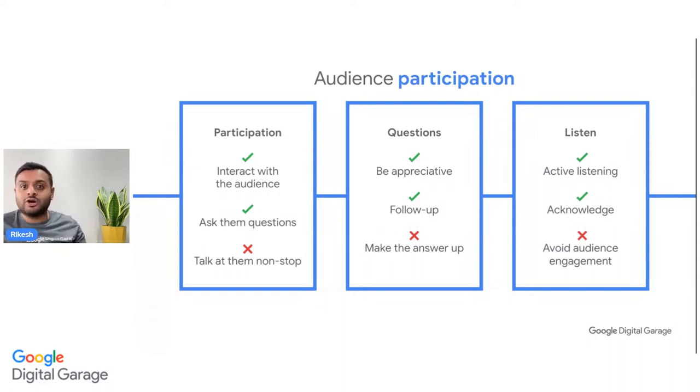If there are any questions that come through, be appreciative of those that come up. Follow up. If there are questions that you don't know the answer to, you can follow up on them. And this applies more to in-person sessions where you can say, I don't know the answer yet, but let's have a chat at the end of this session and we can discuss this in further detail. Now, the one thing I'd always say when it comes to audience participation is if you don't know the answer to a question, don't make the answer up.